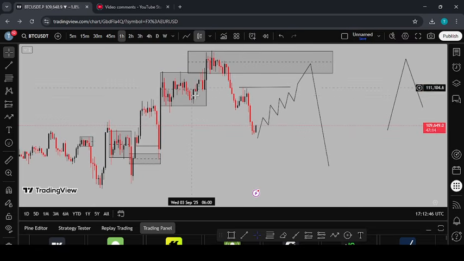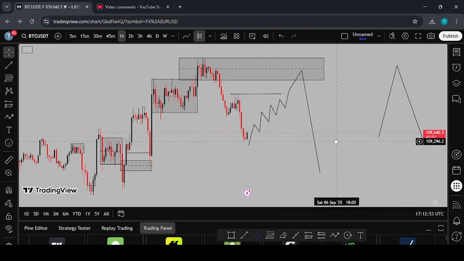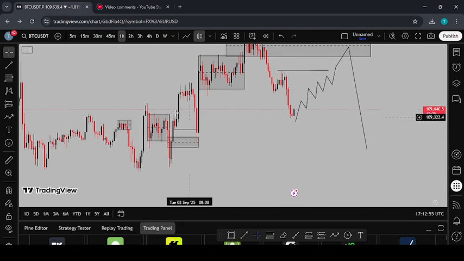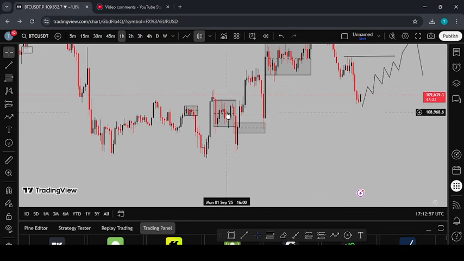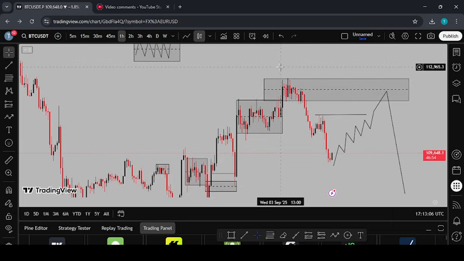Because for me, this is accumulation, this is manipulation. I'm waiting for distribution, and I want to catch trades on distribution, just as it happened when we saw accumulation, manipulation, distribution. The manipulation took out the structure, then the market came and continued the distribution to the upside, right?